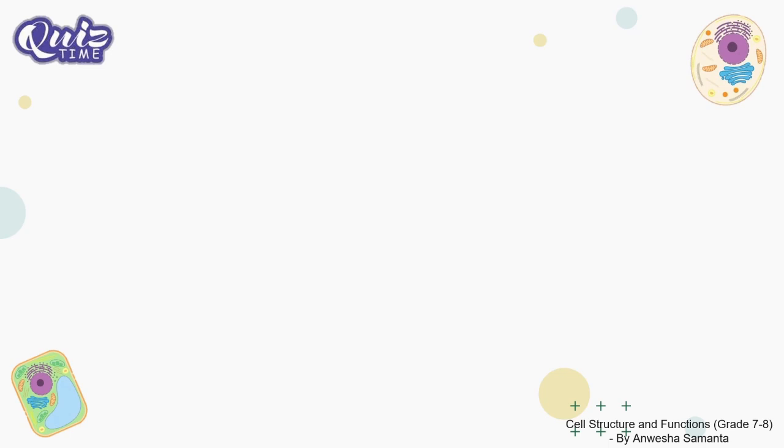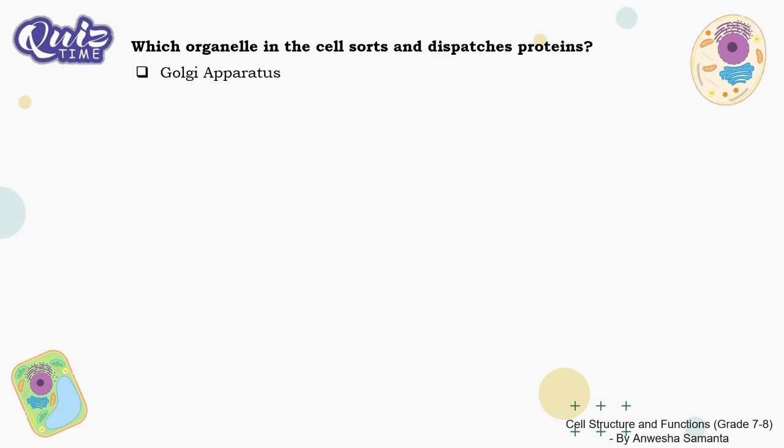Next question. Which organelle in the cell sorts and dispatches proteins? Golgi apparatus, endoplasmic reticulum, vesicle. Yes, the correct answer is Golgi apparatus.